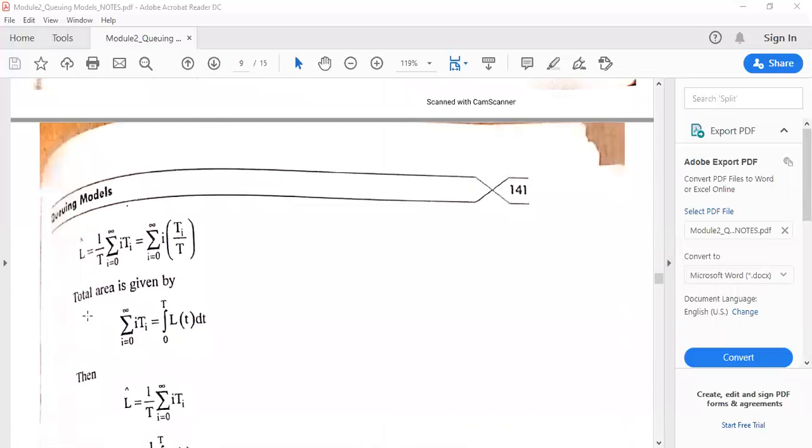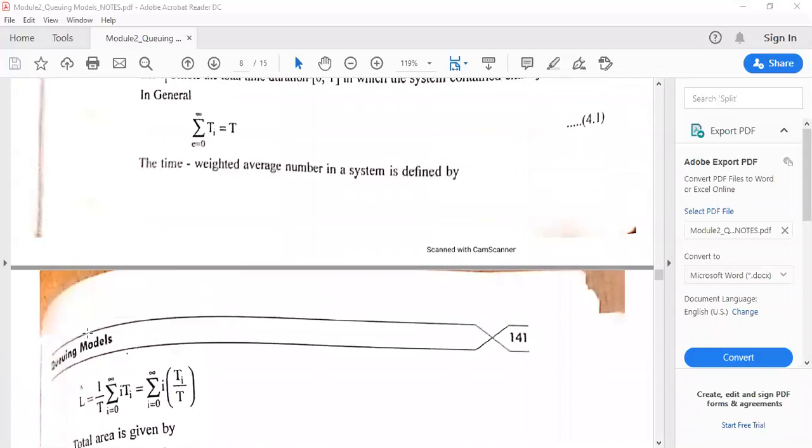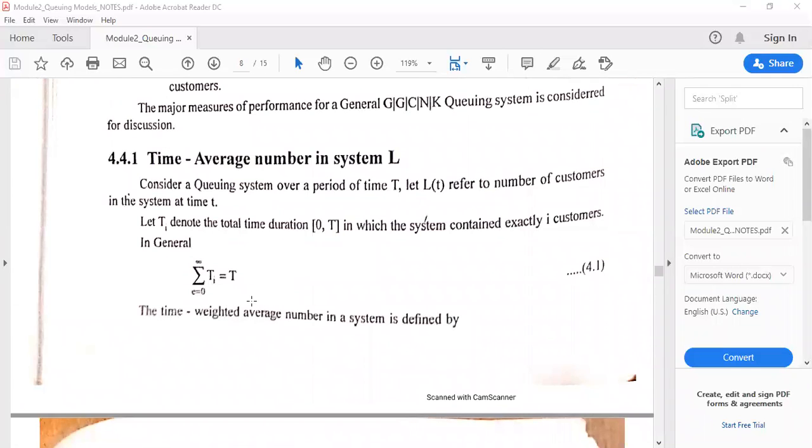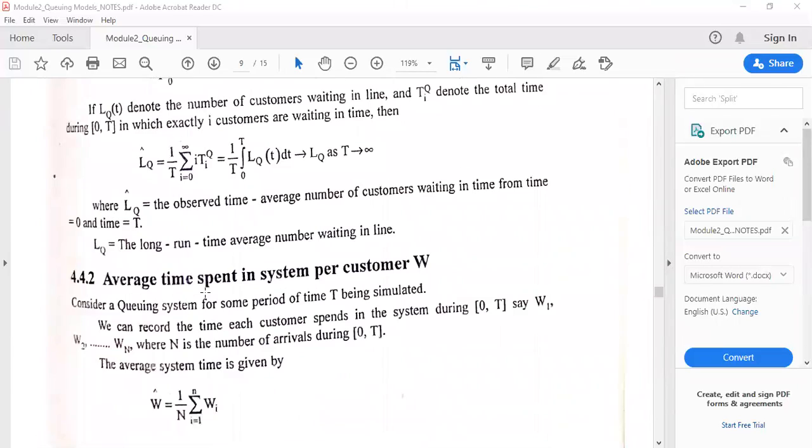These are a few formulas for the total area and so on, so you need not study this. Just remember how to calculate the average number in the system, L. It is nothing but the summation of the individual times which are spent by the customers in that system at time T.